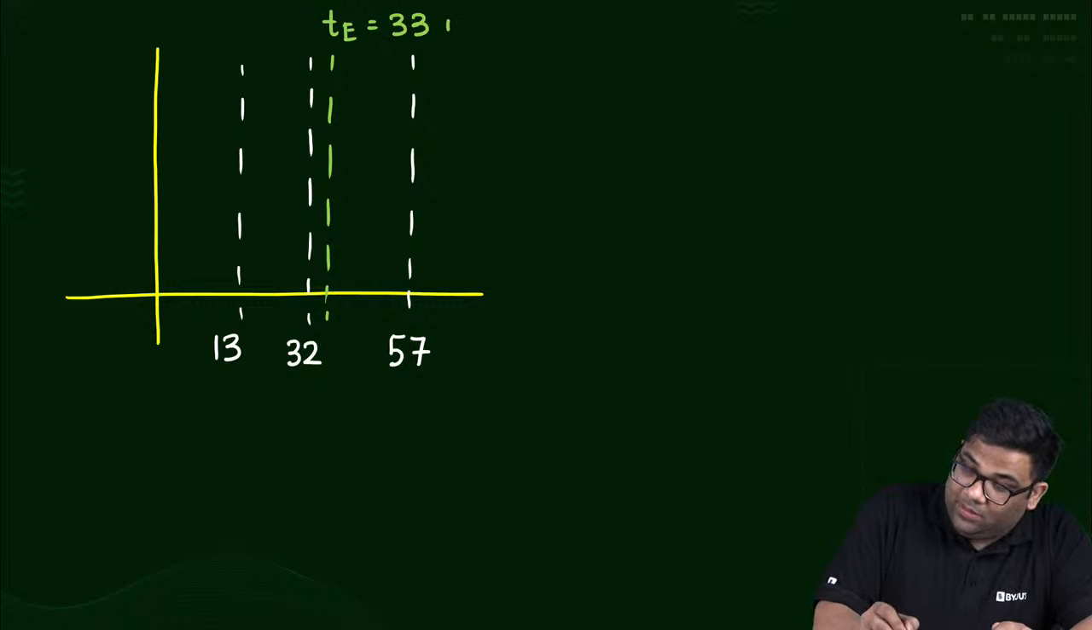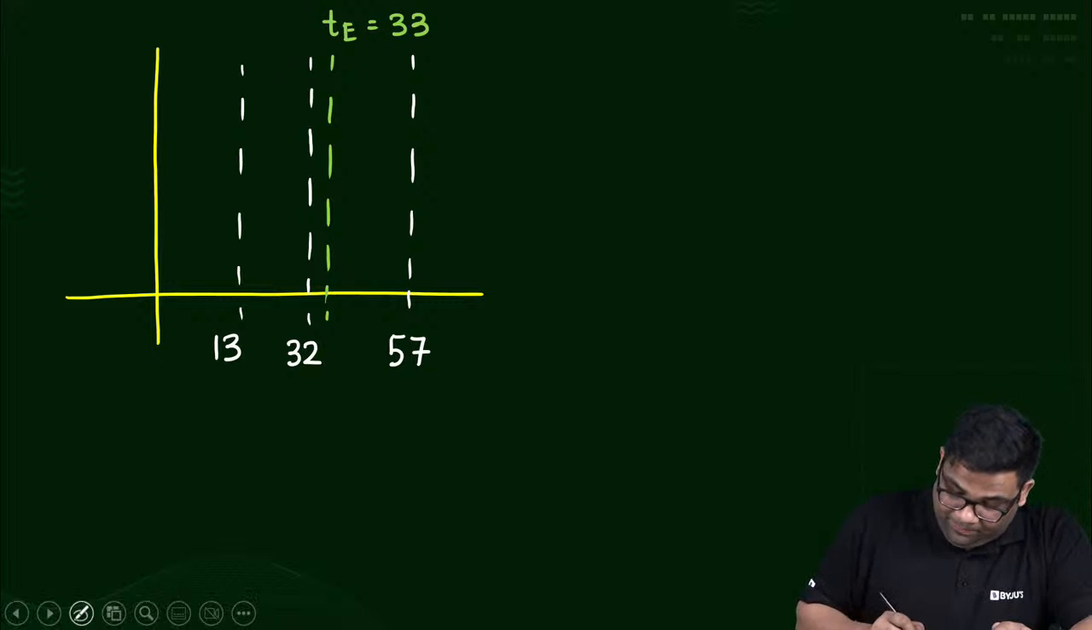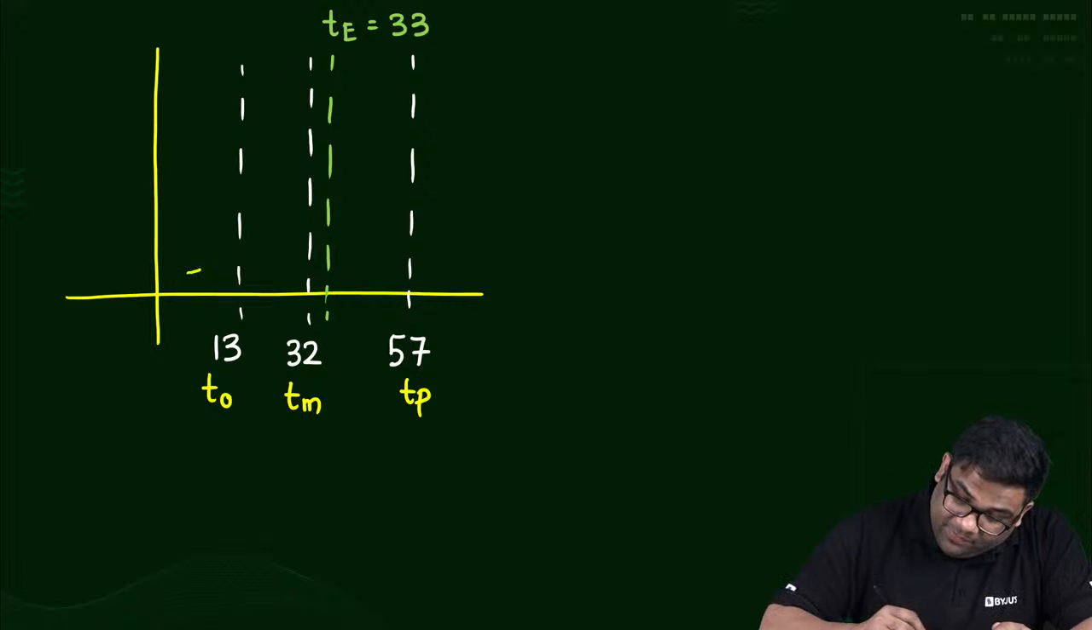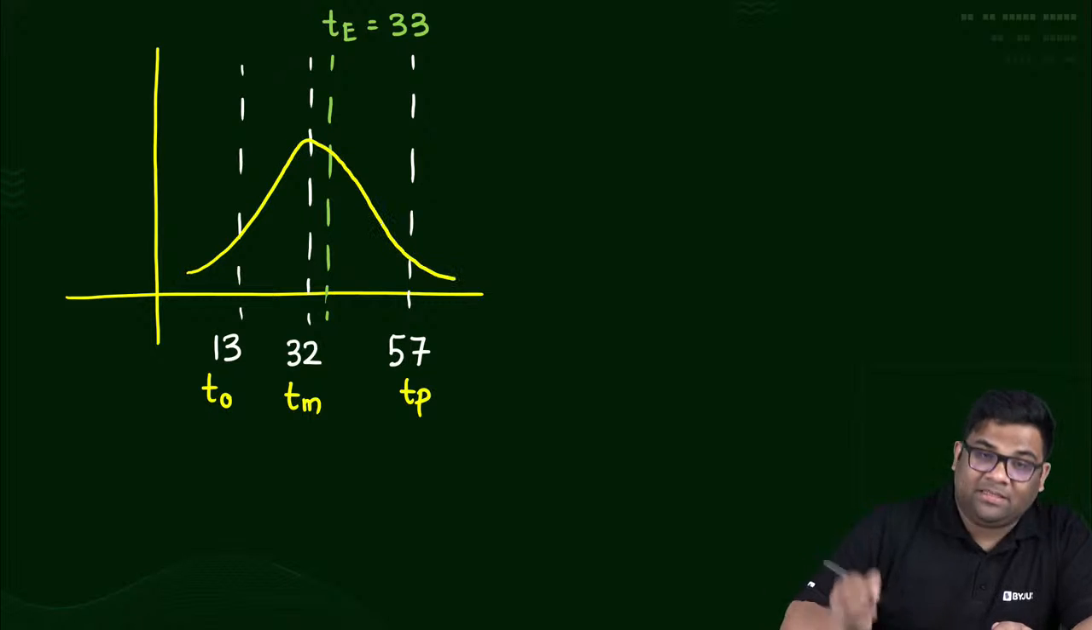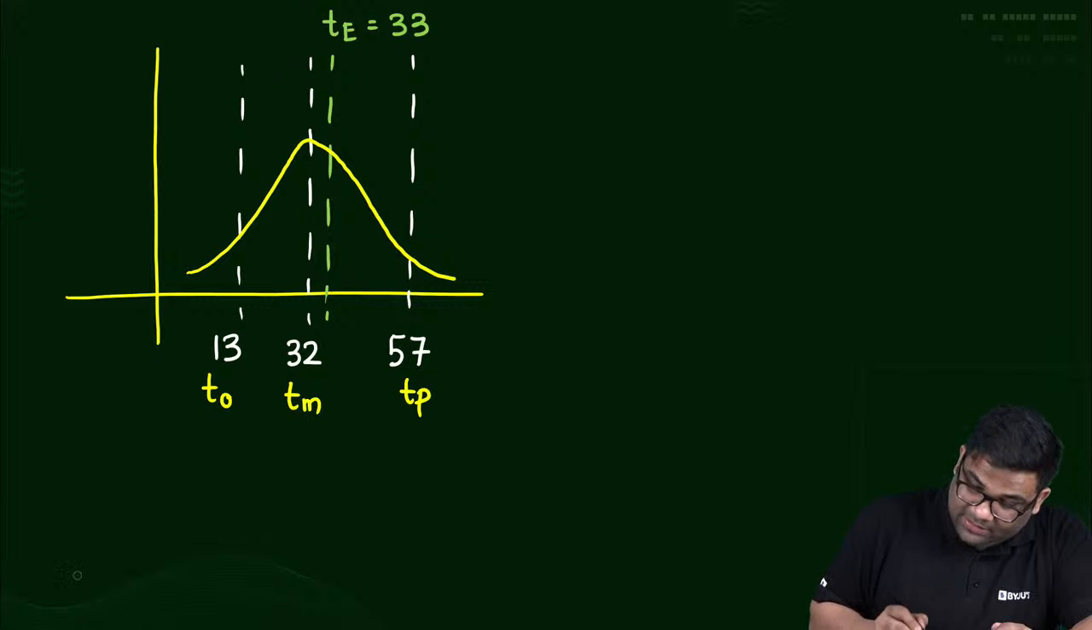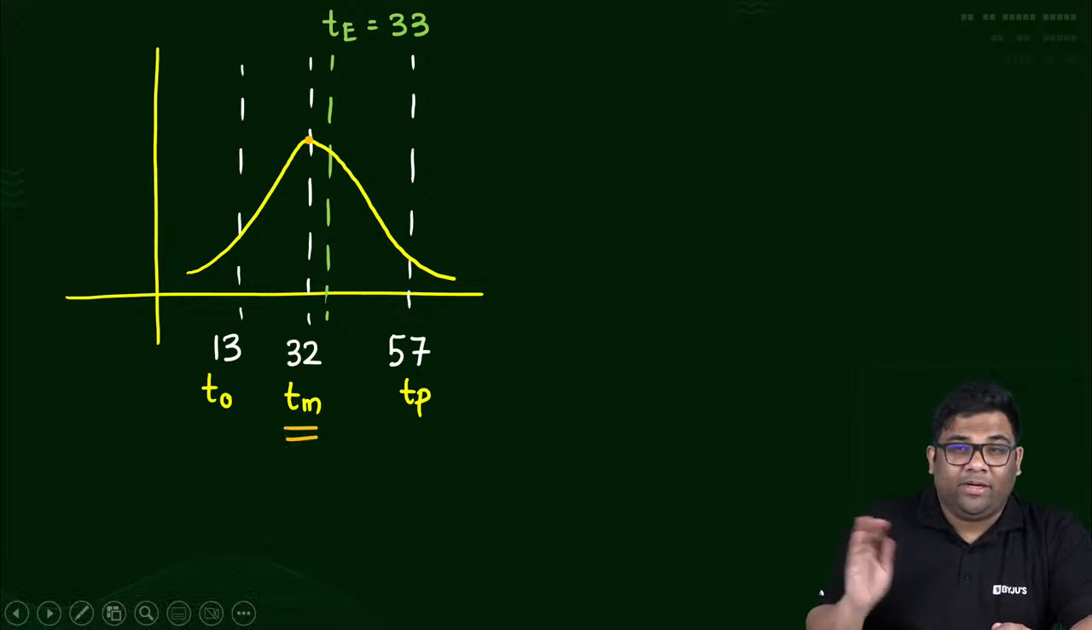So what happens? The peak we get at TM only. So I can say the curve will be something like this. Yes, here the maximum will correspond to TM.